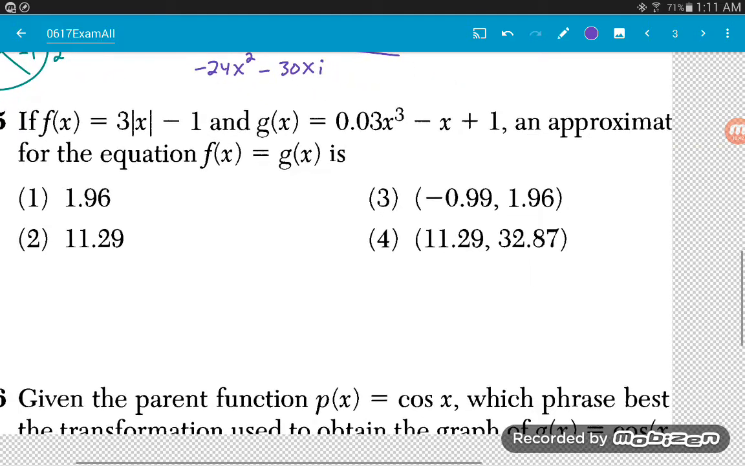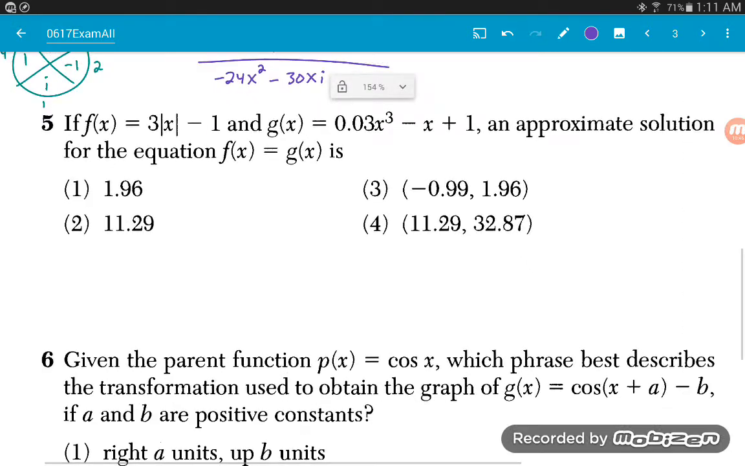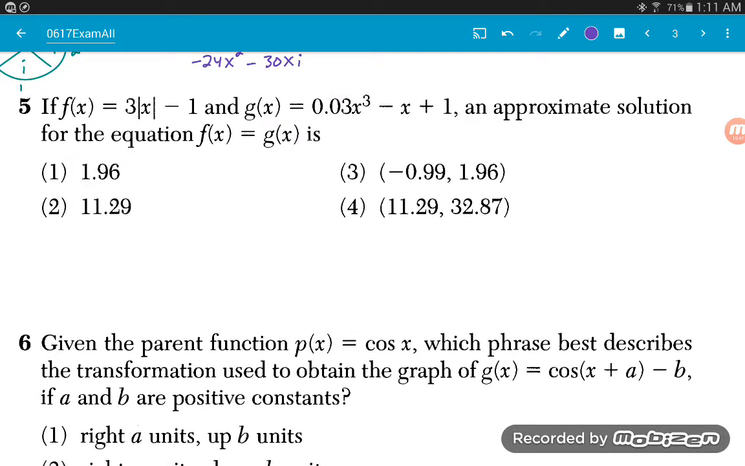Question number 5. If f of x, the function they're calling f, is equal to 3 times the absolute value of x minus 1, and g of x, the function g, is equal to 0.03x cubed minus x plus 1. They want to know an approximate solution for the equation f of x equals g of x. So they're saying f of x equals g of x.